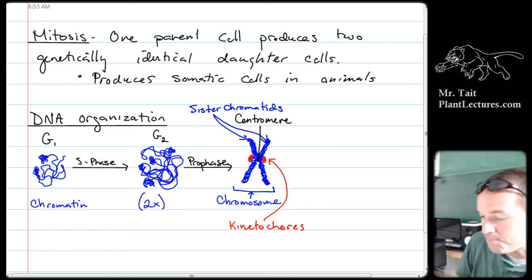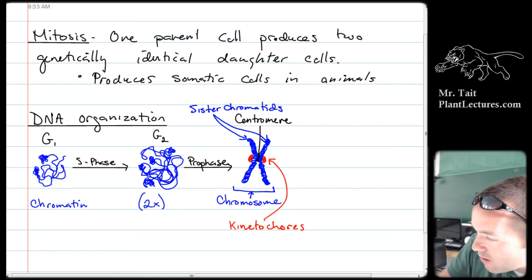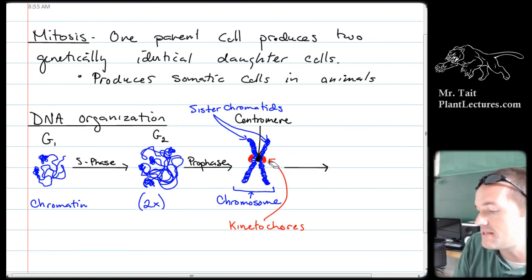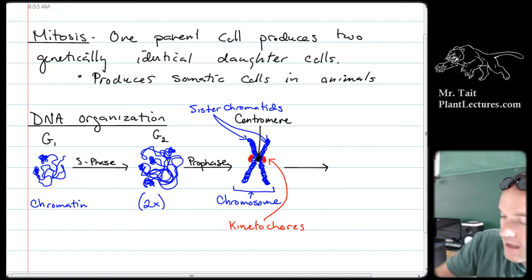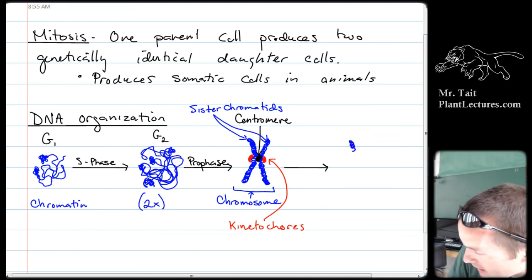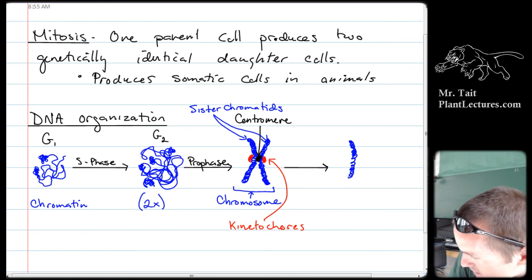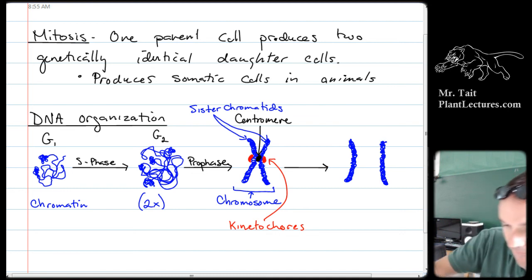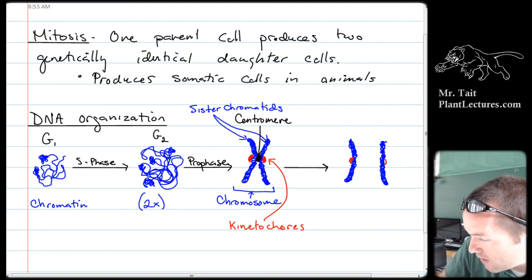Now, when this thing goes through the rest of mitosis, one of the things that happens is that it's going to get yanked apart. It's going to get yanked apart into the two sides. The sister chromatids are going to be separated from one another. And they've still got all the parts that we would expect them to have. They still have a kinetochore on them. They still have the remnants of the centromere.